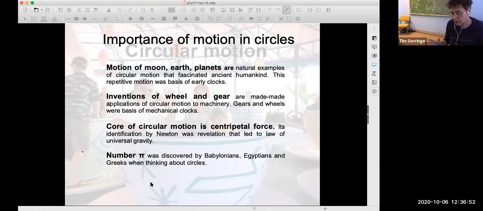And then finally, it's not really a physics topic, it's more a mathematics topic. The ancients were fascinated by circles and circular motions. It was actually Babylonians and Egyptians and Greeks that discovered the number pi when thinking about circular motion and circles and geometry. And so circles have been a big part of mathematics and geometry as well.